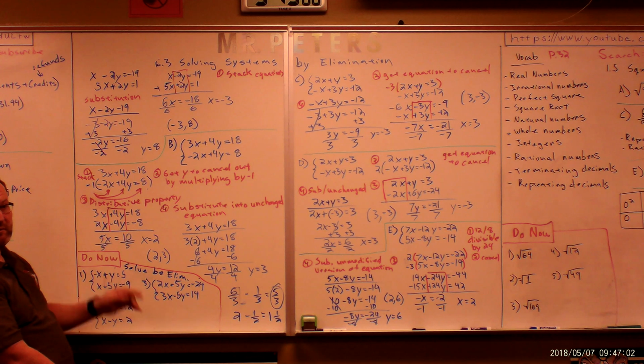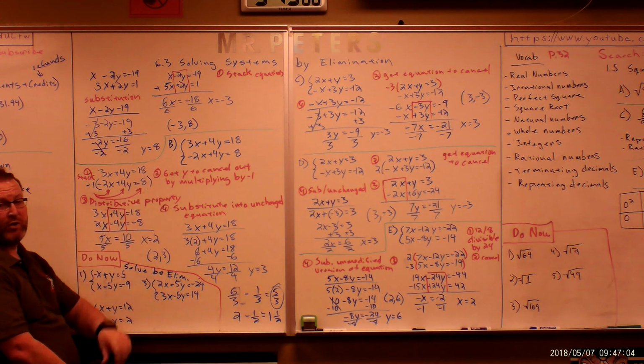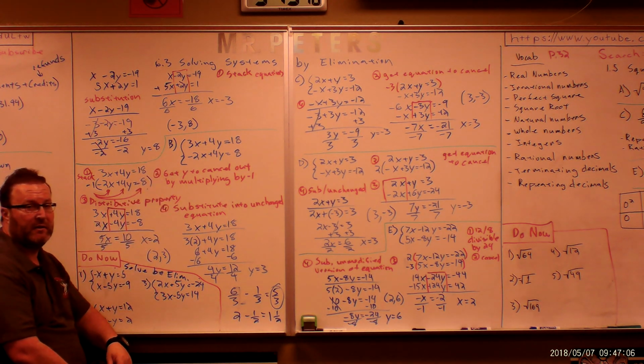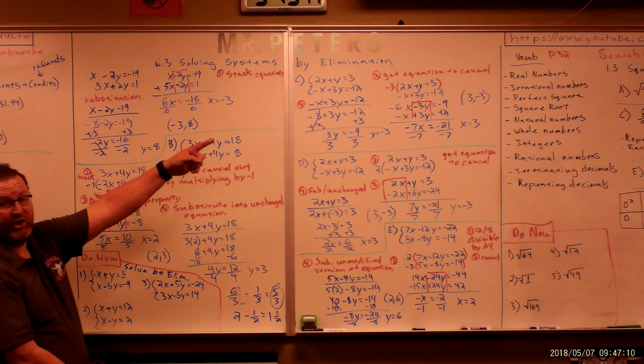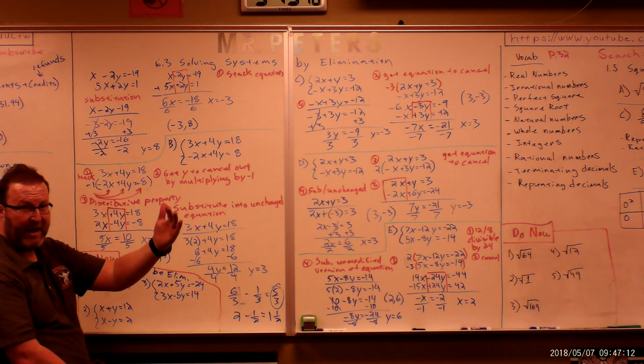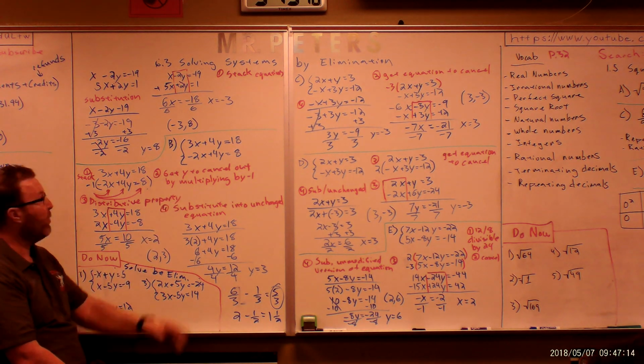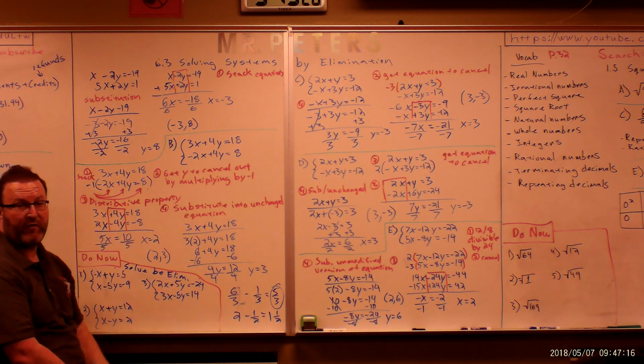But why? Because it's elimination. We're trying to eliminate one of the variables. I don't get it. Elimination, we're trying to eliminate a variable, right? We're trying to eliminate one of these so we can solve for the other one, plug it back in, and solve for the ordered pair.